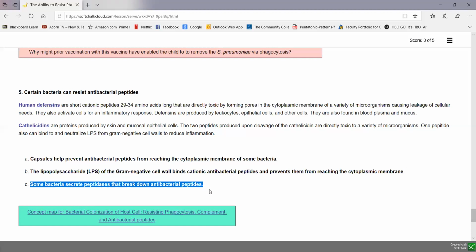So again, these antibacterial peptides are an early part of our innate immunity that are toxic for a variety of microorganisms, but bacteria can resist those antibacterial peptides through several mechanisms. And again, anything a bacterium can do to resist innate immunity is going to make it more likely that it's going to survive within the body and not be eliminated.